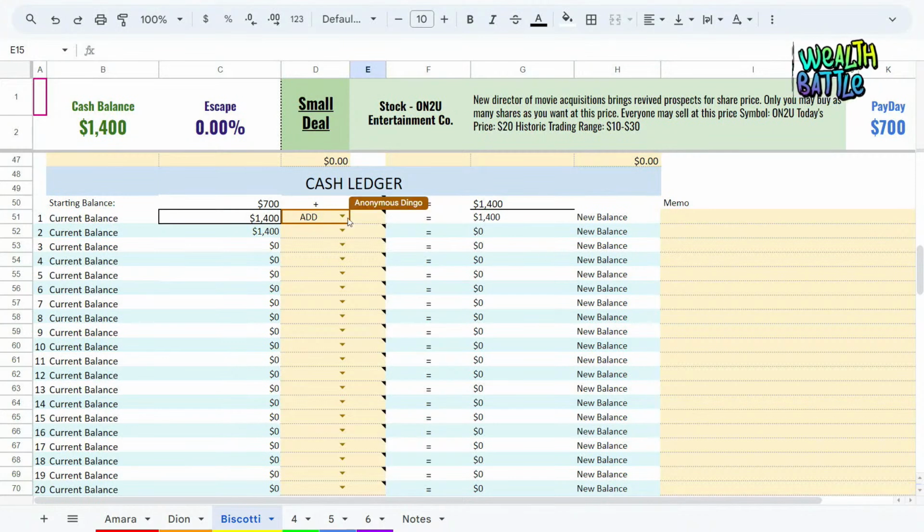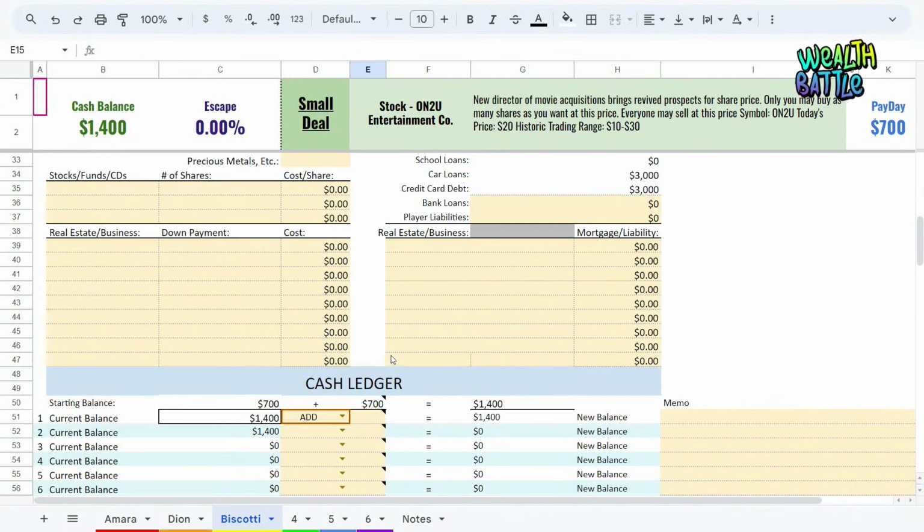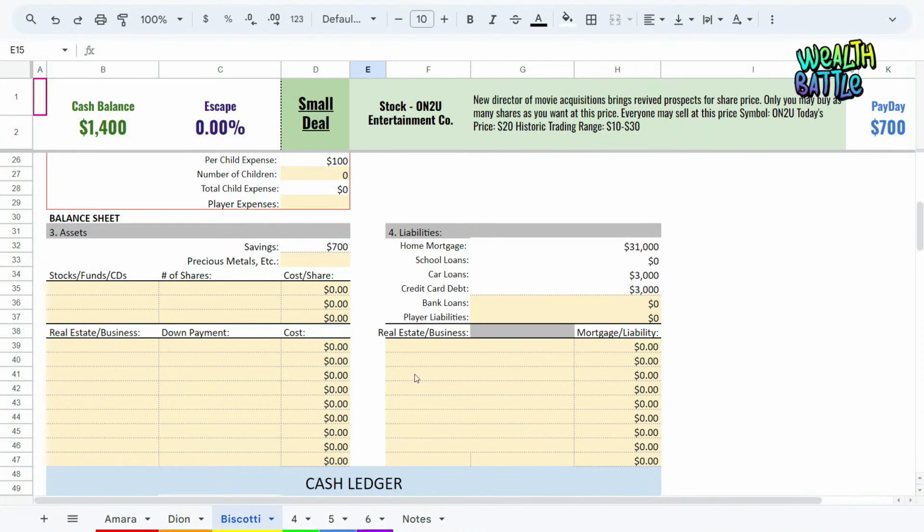Six stocks, he says. So Biscotti, you'd be subtracting out 6 times $20 from your cash ledger, putting in a memo, and then adding it to your assets, and then I'll come check on you in just a bit.